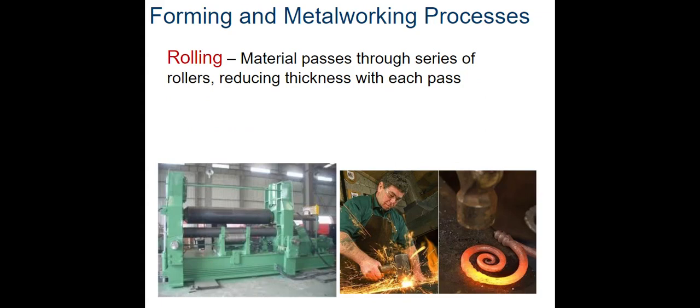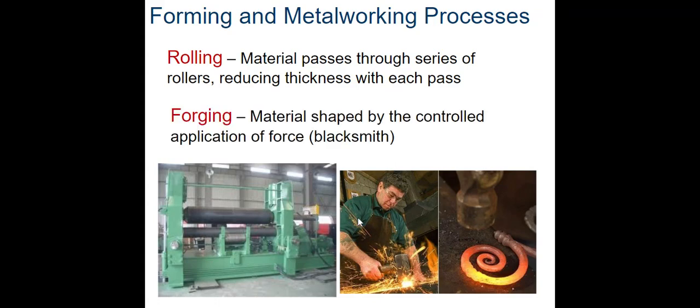Rolling is where the material passes through a series of rollers, making it thinner and thinner with each pass, such as sheet metal, for example.